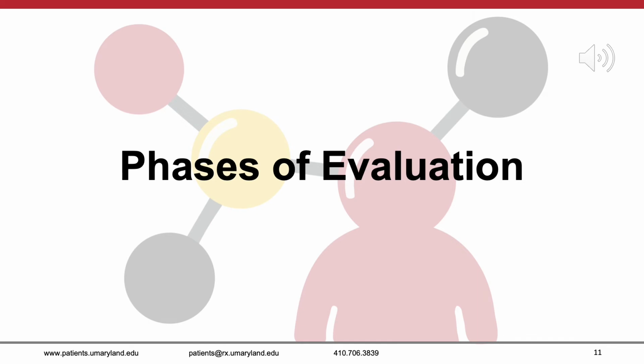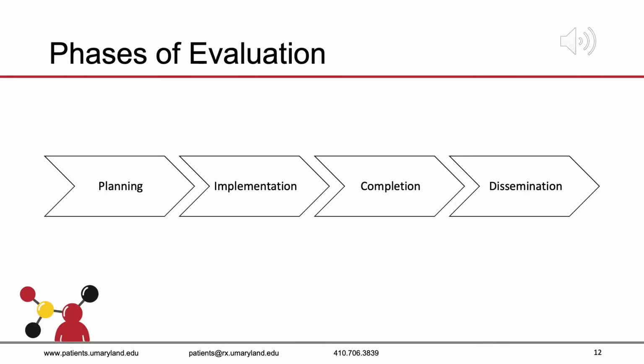Phases of evaluation. When we think about evaluating programs of engagement, we want to consider 4 different phases: the planning phase, implementation phase, completion phase, and dissemination phase.